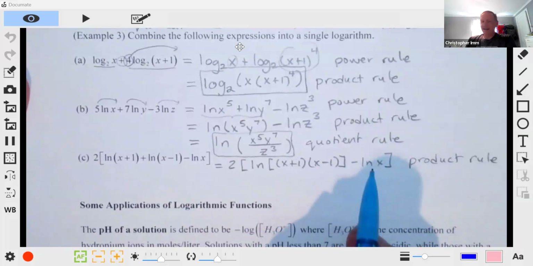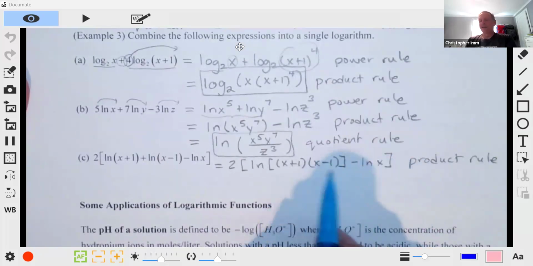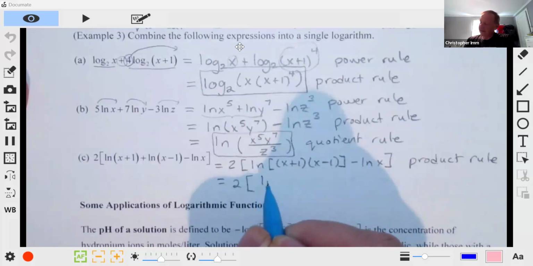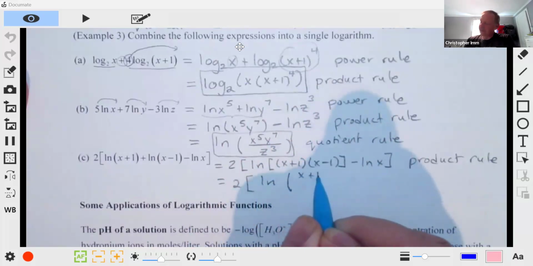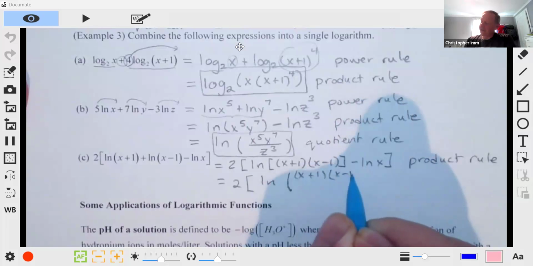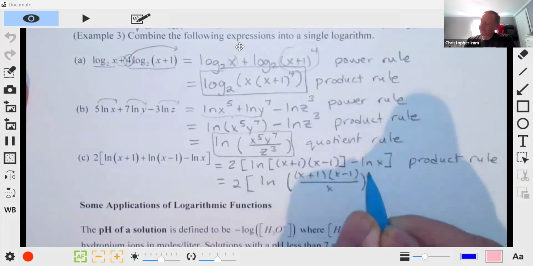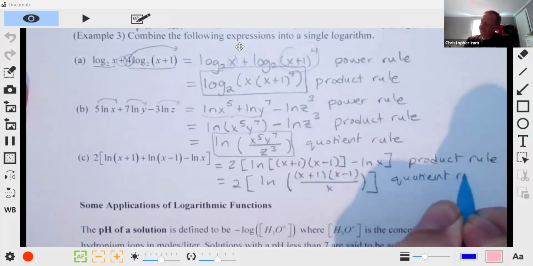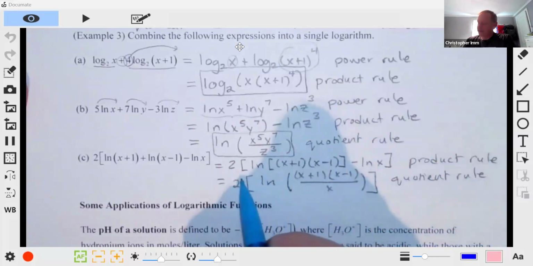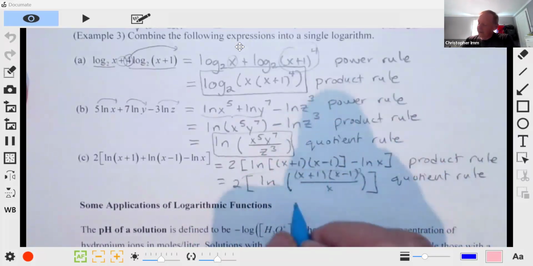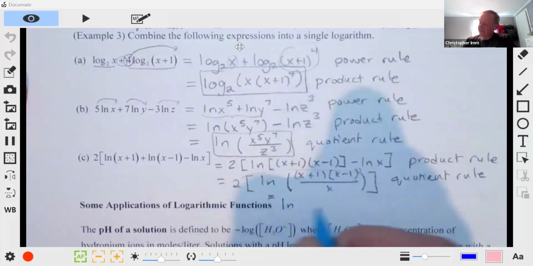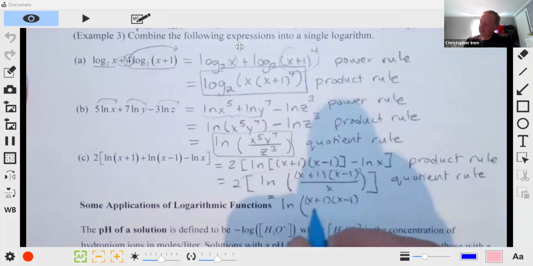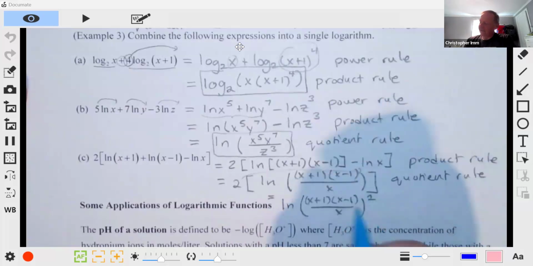Next, I'm subtracting, so I can move these into 1 log by using the quotient rule. 2 times natural log of (x plus 1) times (x minus 1) all over x, and that's by the quotient rule. Finally, I can bring this 2 up to the exponent. That's going to equal natural log of all this squared. So everything there is squared.